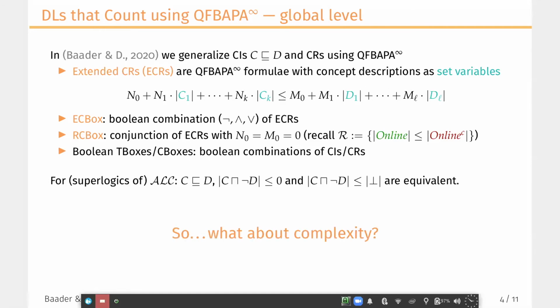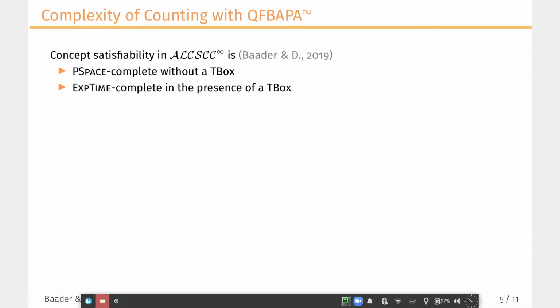So now we had some preliminaries. We can talk about the complexity, about how is it harder, if it is, to use these extensions. Well, it turns out that actually there's not much more to it. We stay in the same complexity class with respect to concept satisfiability if we compare to ALCQ.